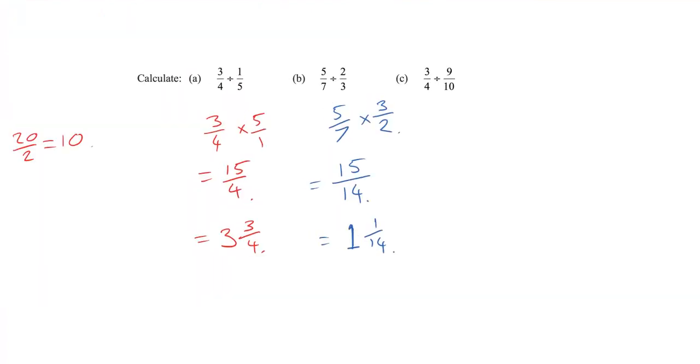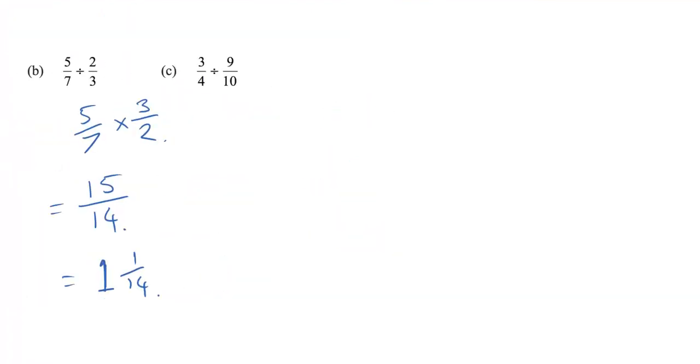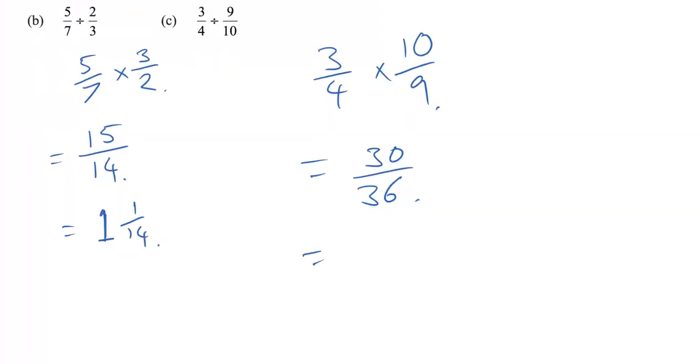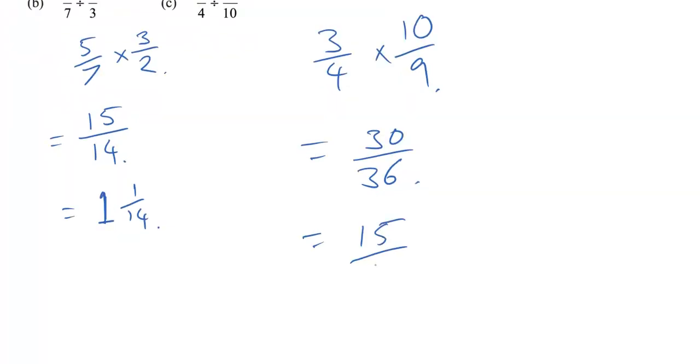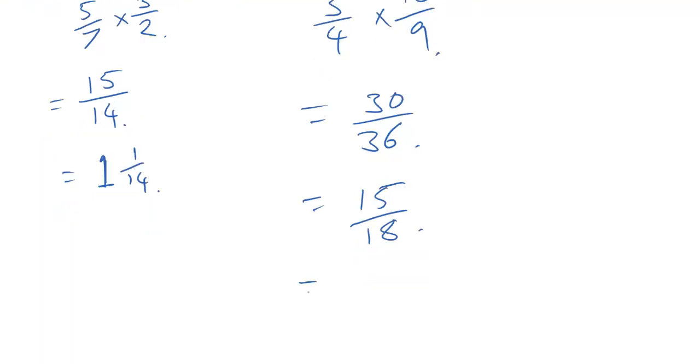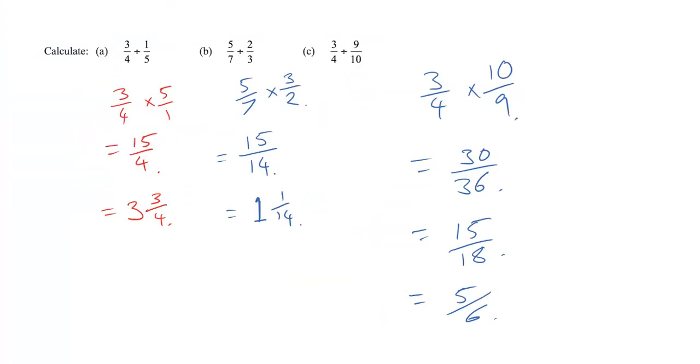Okay, final example now is going to be 3/4 divided by 9/10, which is the same thing as 3/4 multiplied by 10/9. This will be 30/36, which in itself could be simplified down to 15/18, perhaps by dividing by 2. And look, we can do that again. We can divide them both by 3 to get 5/6, and that's going to be our final answer there.